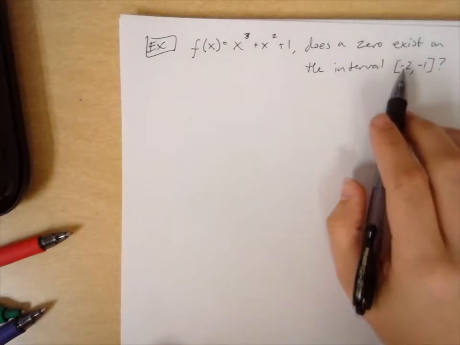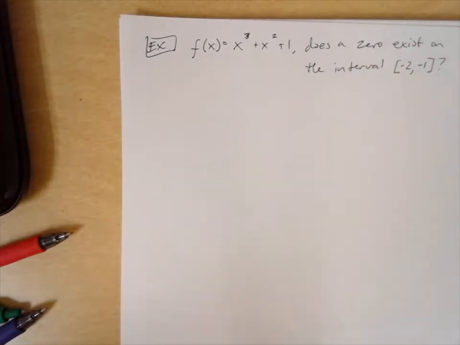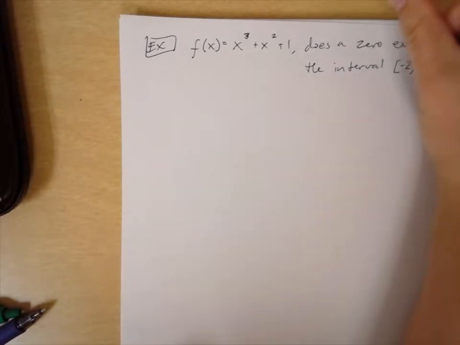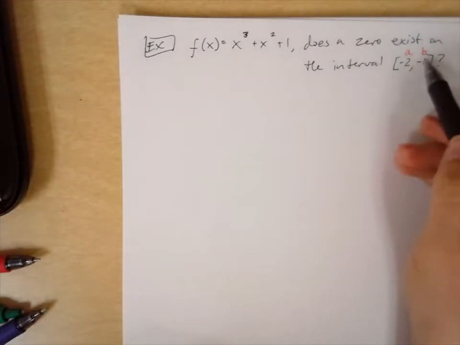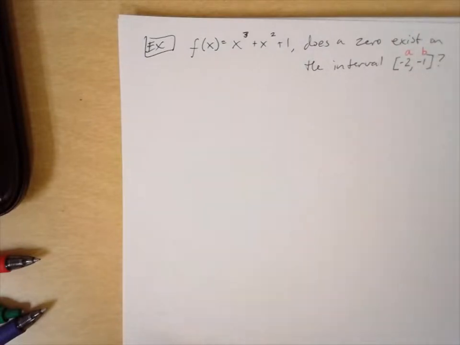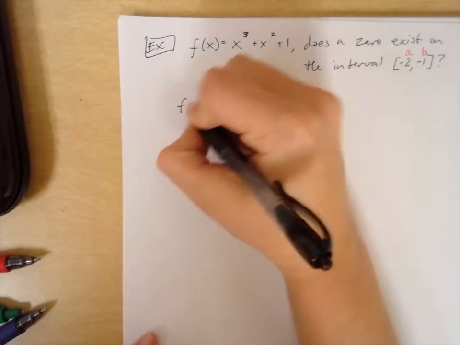We're going to substitute in -2 and -1, and we're going to see what happens to the signs of these values. Remember, this is kind of like our A right now, and this is kind of like our B. We want to see if we're going to get opposite signs for our A and for our B. So let's substitute those in.